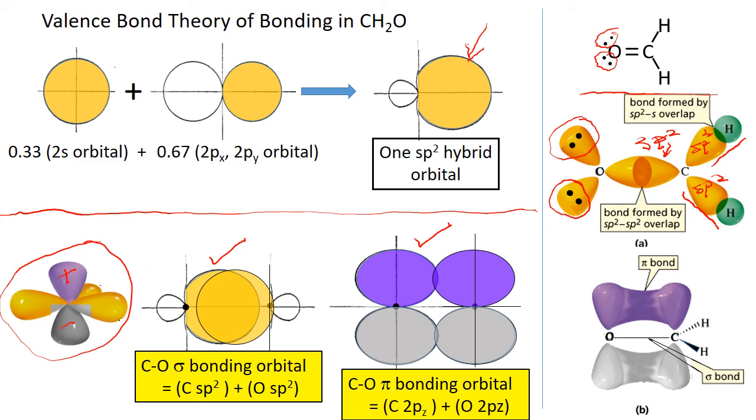So here I have my side-to-side overlap of the two positive lobes of the pz orbital, which is above the plane. Here are the minus lobes of the pz orbitals below the plane. So I get one of my lobes of the pi bond above the plane of the molecule, the other one down below. The positive above in purple, the negative down below in gray. So that overall describes the bonding in CH2O. I know what my C-H single bonds look like. I know what my C=O double bond looks like.